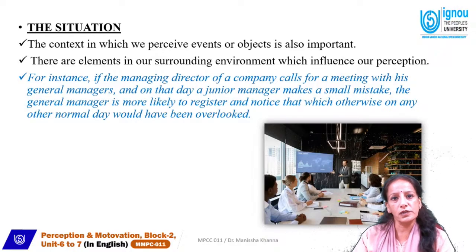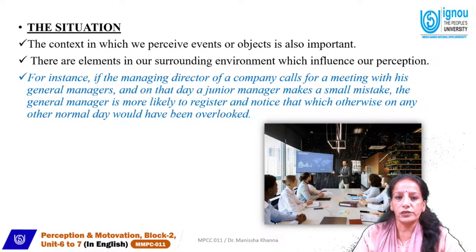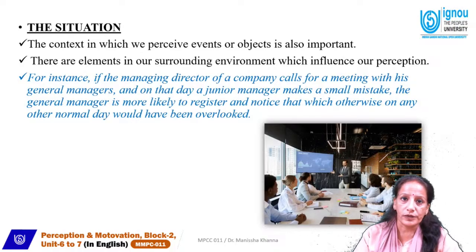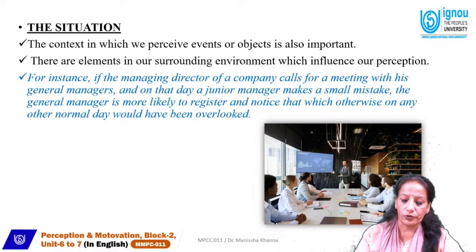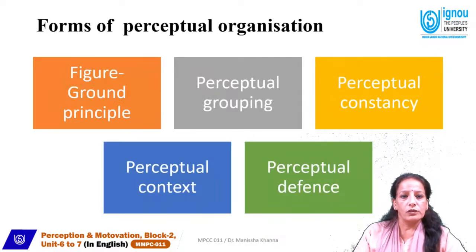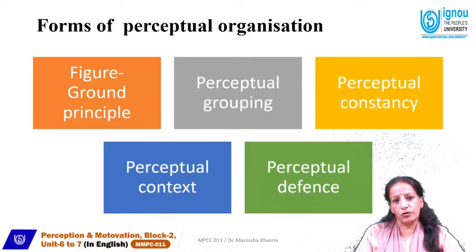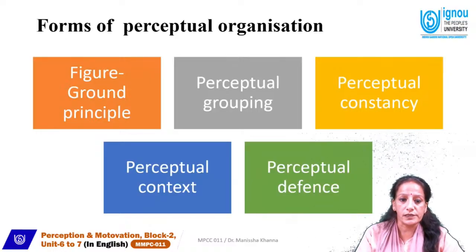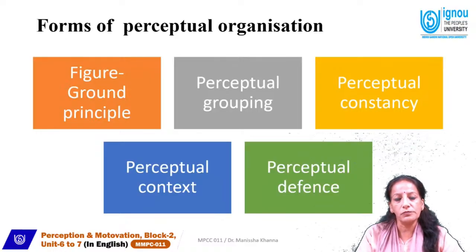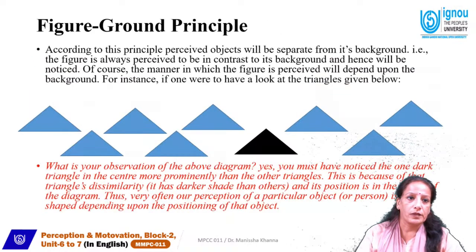So it is seen in our general context also that situations play a very important role while perceiving any events happening around or any objects which are very important to us. There are certain forms of perceptual organization. First is figure ground principle, then perceptual grouping, perceptual constancy, perceptual context, and perceptual difference.